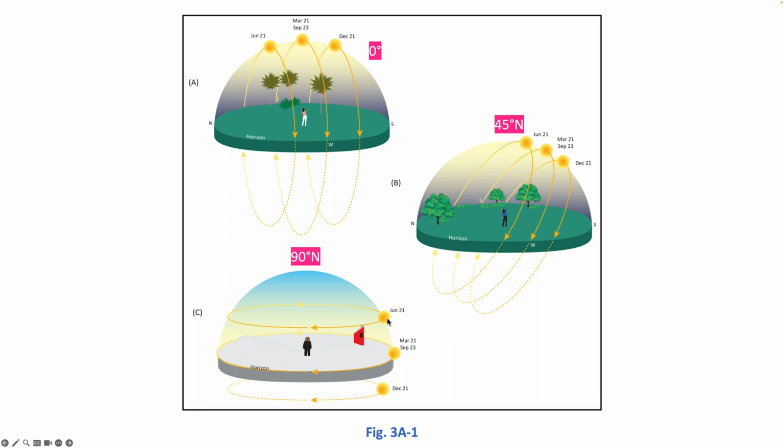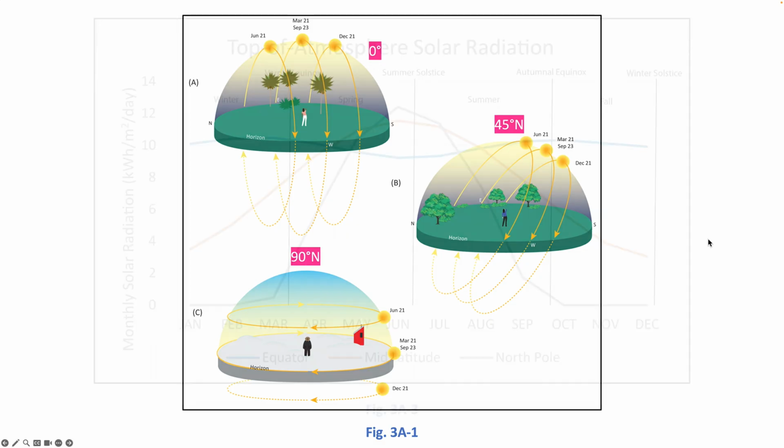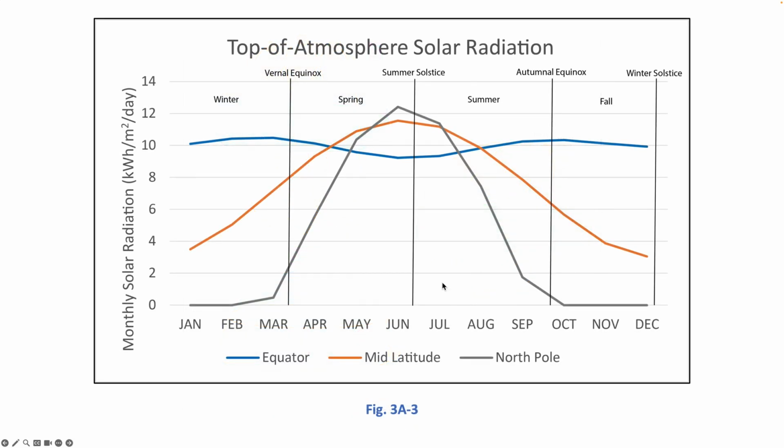At the North Pole, what you see is the sun never really gets high in the sky. So even on the summer solstice, the sun's only about 23.5 degrees or so above the horizon. It's pretty darn low in the sky. But because the sun is above the horizon 24 hours a day, basically you're getting energy all the time. And when you add it up, it turns out to be a fairly big number. So here's our last figure in the investigation, figure 3A3.